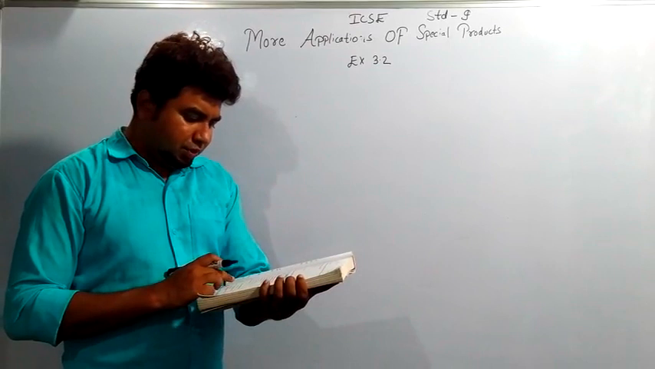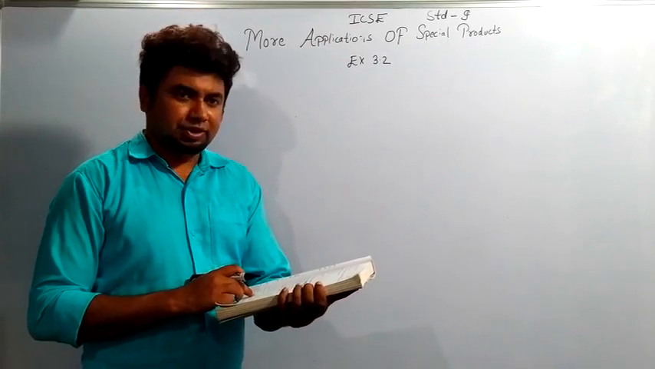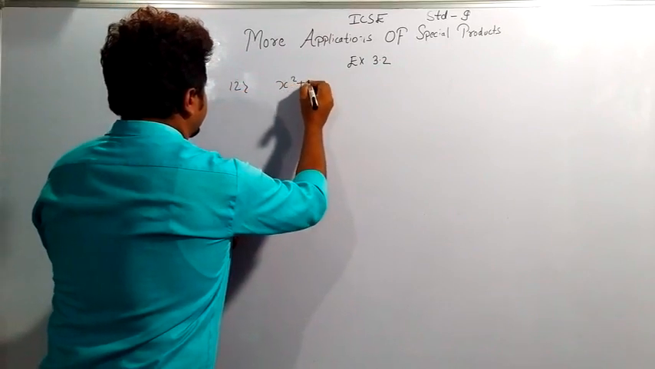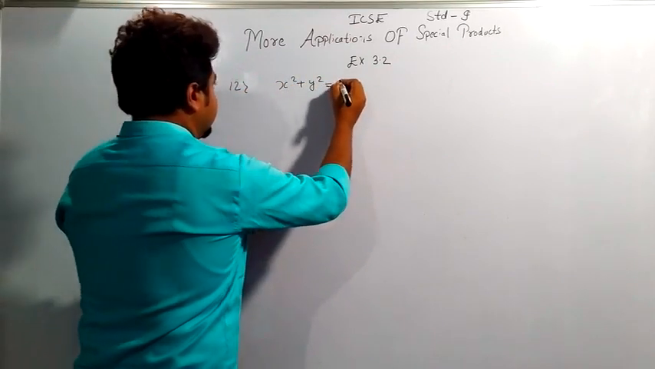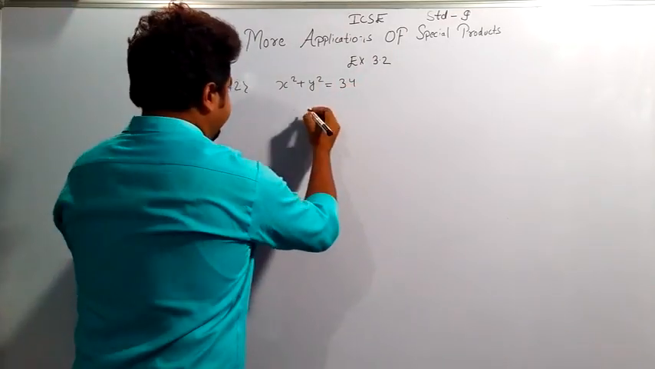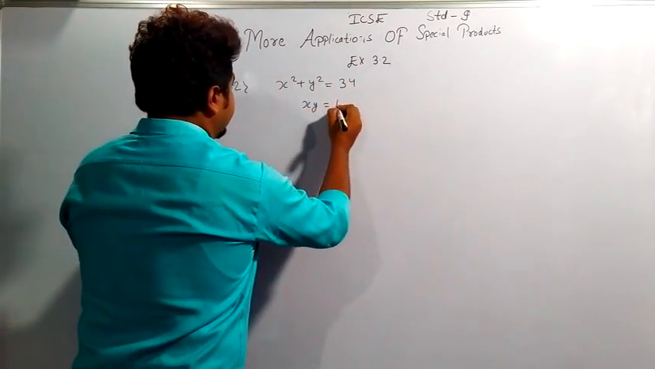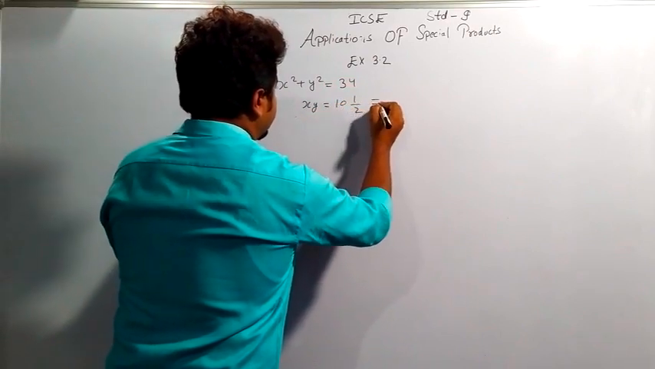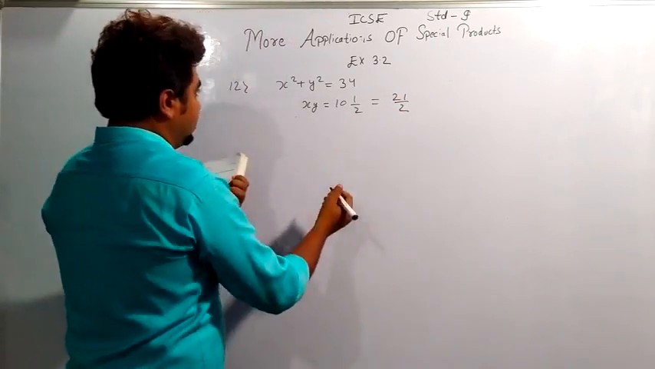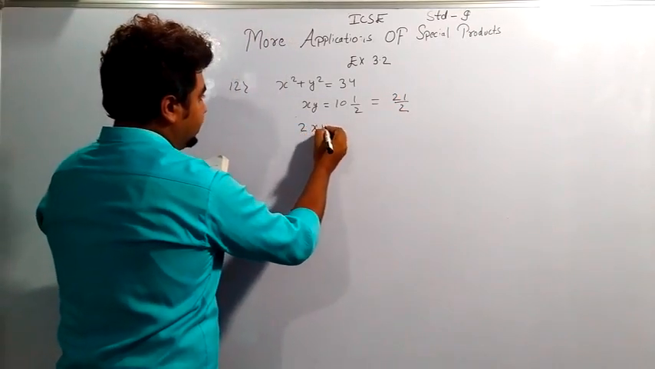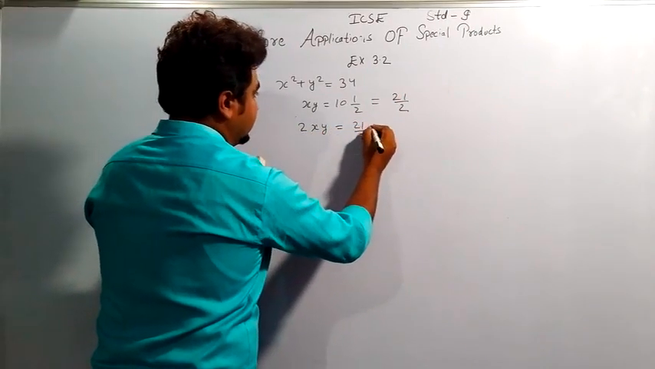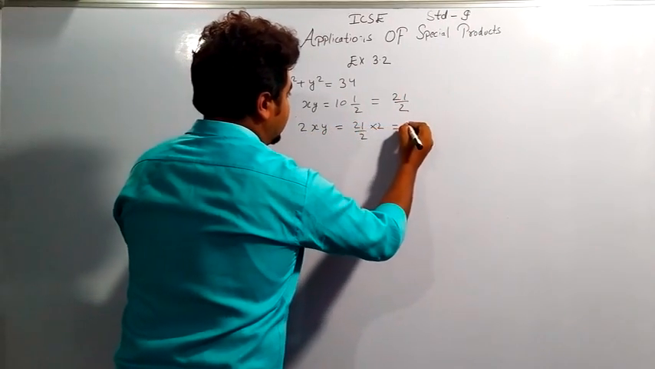Okay, in question number 12 it is given x square plus y square is equal to 34. And here it is given xy is equal to 10 and a half. So from here we will be finding 2xy. I am multiplying directly. 2xy is equal to 21 by 2 into 2, which is coming out to be 21.